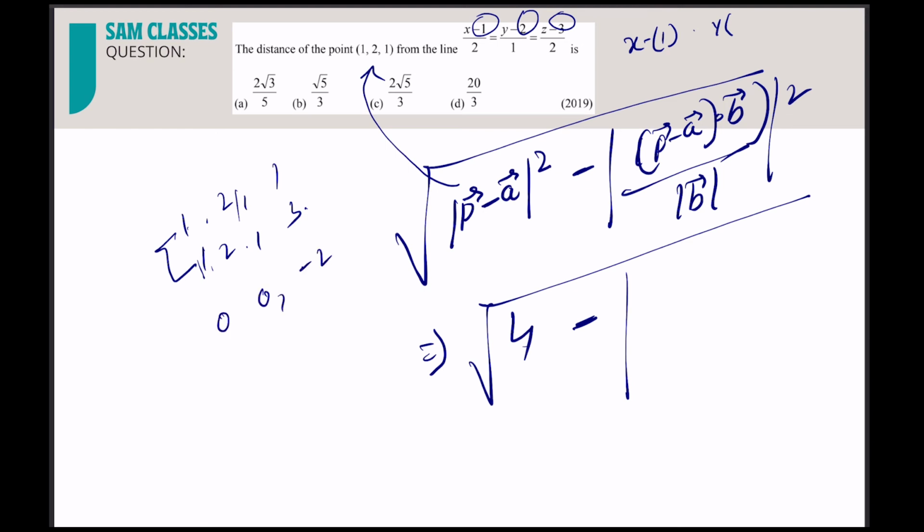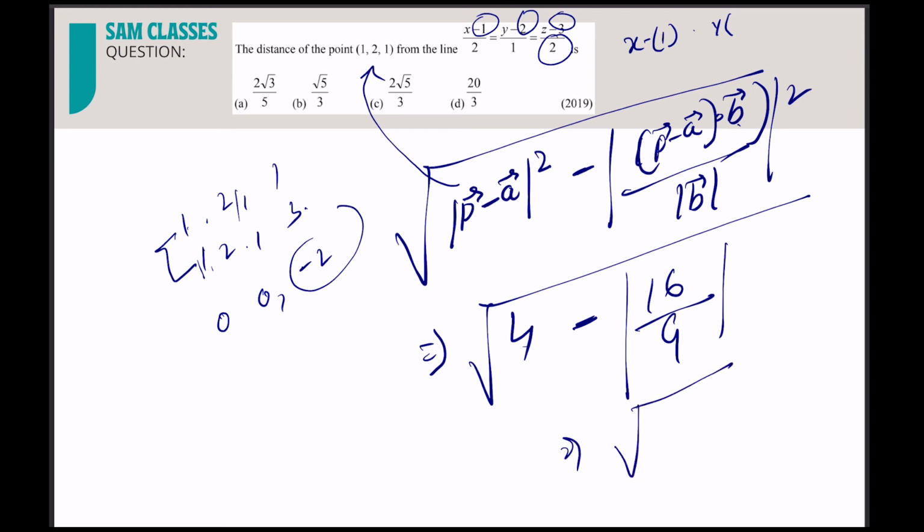Then multiply with B. So you just have to multiply here, minus 2 into 2, so minus 4. So minus 4 square is what? 16, divided by mod of b. Mod of b is what? 2 square is 4, 4, again 4, 8 plus 1, 9. So 9. So if you do it, you will get 36 minus 16, 20 by 9. So that is equal to 2 root 5 by 3.